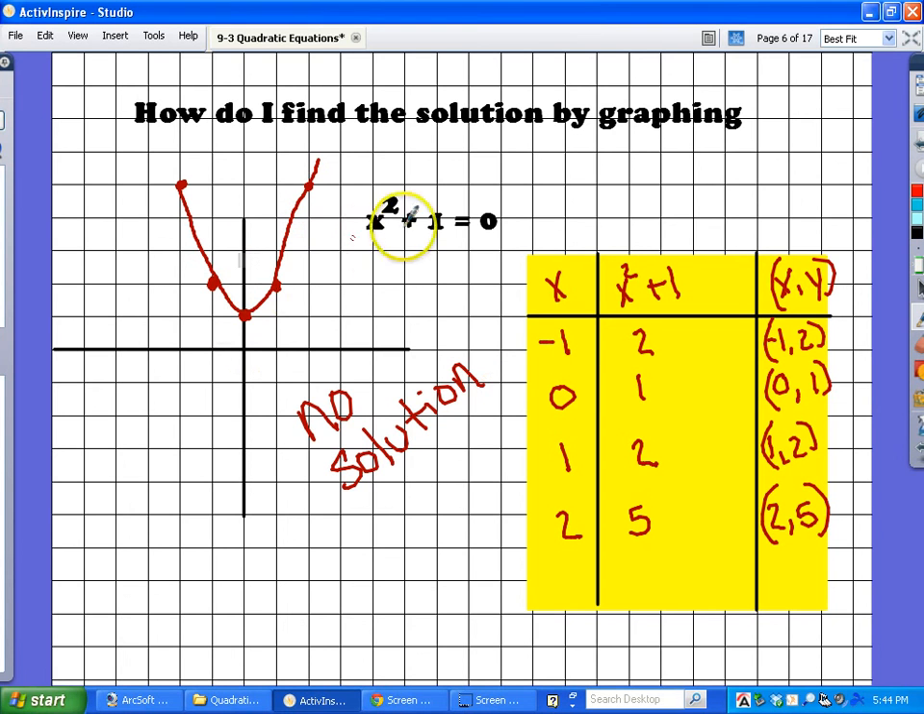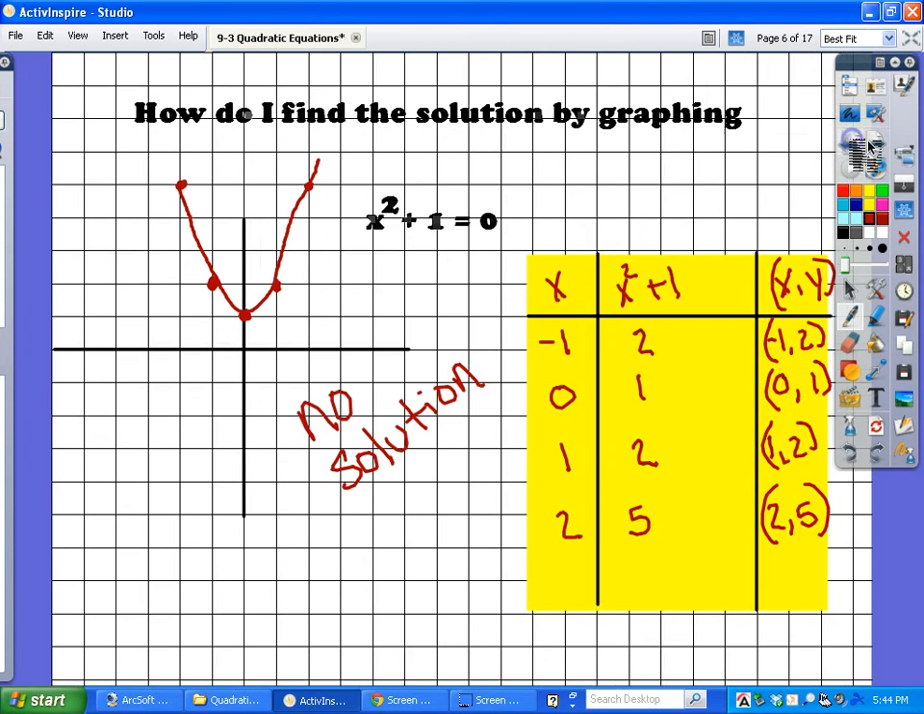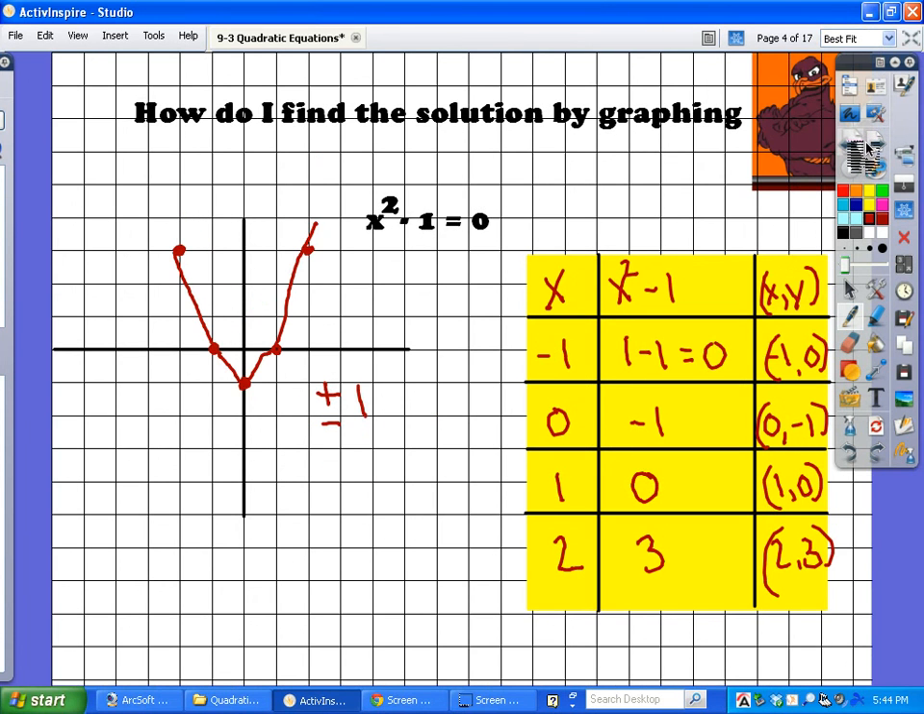In order for this to be a solution, if this was x squared minus 1, we would have a different story. We would have a couple solutions there, but we don't. So in this case, you have no solution. Let me look at what's ahead here. I'm going to have you guys practice these, but what I want to do is show you how to do this on a calculator.